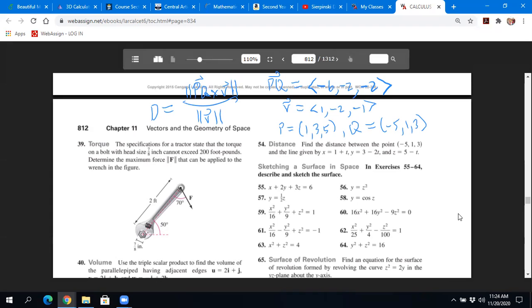No. I mean, torque, that was a particular application of the cross product, if you'll recall, but it's pretty specific. So, projections? Okay.